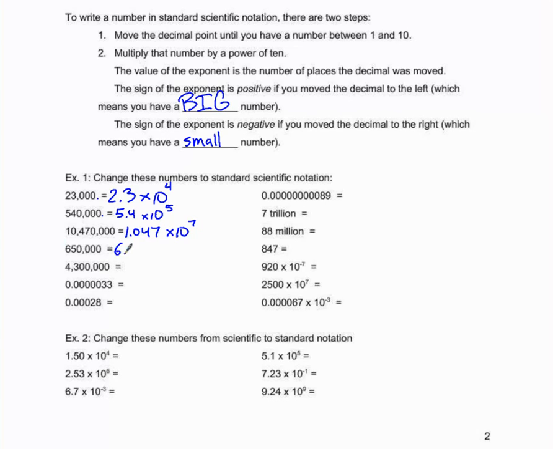650,000. 6.5 is my number between 1 and 10. Multiply it by 10, and I am moving the decimal place left 5 places, which means my exponent is positive 5.